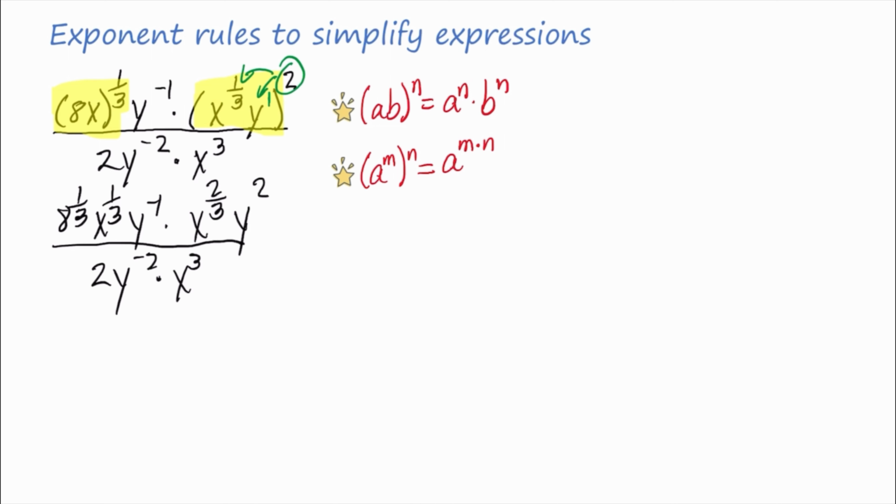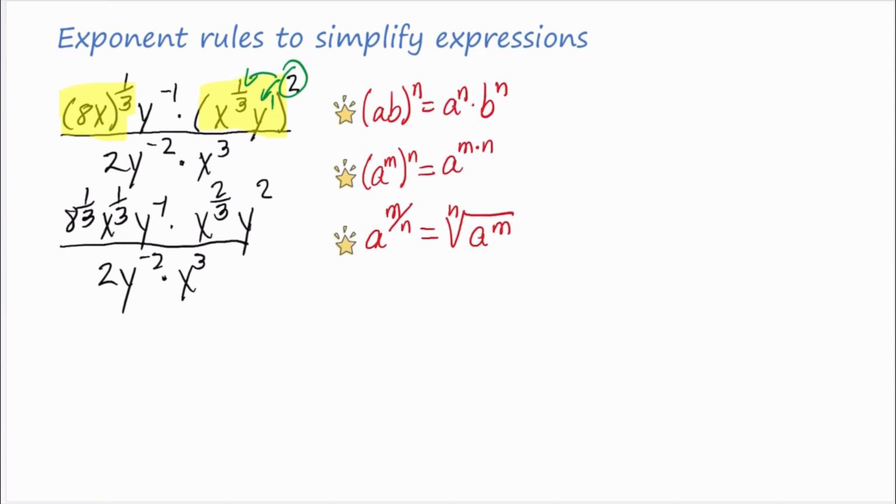Now let's take care of the coefficients. To calculate 8 to the 1/3, we're going to use the rational exponent rule. And 8 to the 1/3 turns into the cube root of 8 to the 1, which is just 8. Now the cube root of 8 is 2, and 2 divided by 2 is 1, so this actually simplifies.